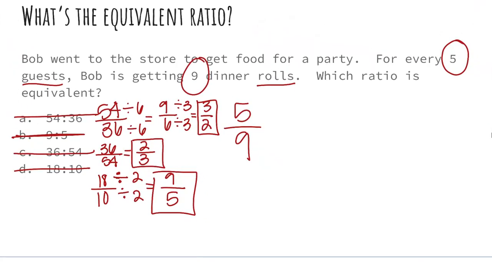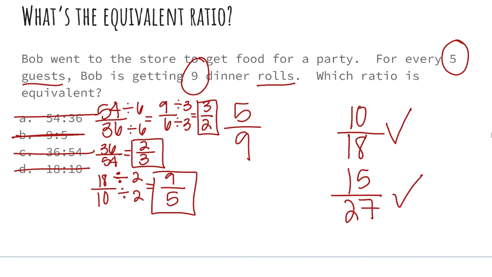Okay, but if like 18 over 10 was flipped, it could be 10 over 18. That would work, right? I could multiply top and bottom by 3. I could get 15 over 27. That would work. You just got to make sure that they're in the right order. Order matters, and it all works.